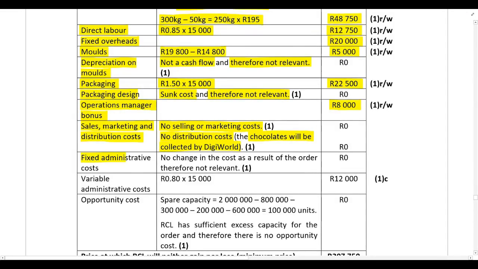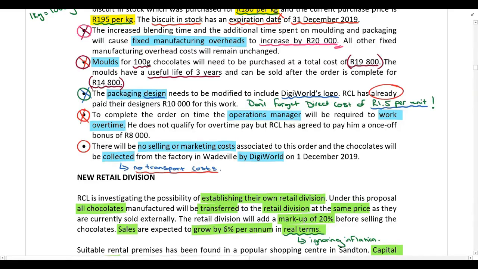Okay. So for the fixed admin costs, there's no change in the cost as a result of the order, so the cost is not relevant. For the variable admin costs, definitely relevant. 80 cents per unit multiplied by 15,000 units. All right, so we've considered all of the costs that specifically relate to this special order.